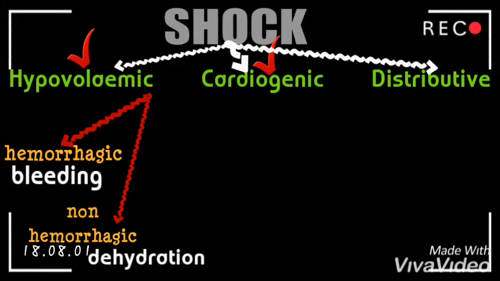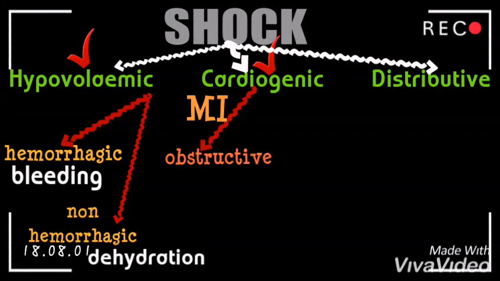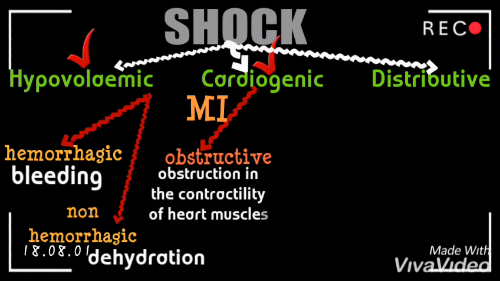Cardiogenic shock is due to trauma to the heart or failure of the heart to pump blood, for example in myocardial infarction and congenital heart diseases. This type is further divided into obstructive shock. It's called obstructive shock because it's also a result of the heart failing to pump enough blood to all parts of the body. Obstructive shock can be due to obstruction in the contractility of the heart muscles to pump blood. And remember, if the heart doesn't pump blood, the whole body will lack blood, which will in turn result in shock.